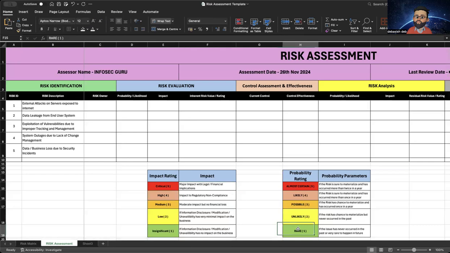Similarly for the likelihood, we will see if the issue has never occurred in the past or is very rare to happen in future, then it would be rare. If the risk has a chance to materialize but never occurred in the past, then it is unlikely. If the risk has a chance to materialize and has occurred once in a year, then possible. Then if it has occurred more than once, then likely. And more than twice, it is almost certain.